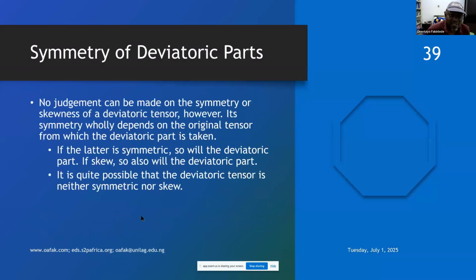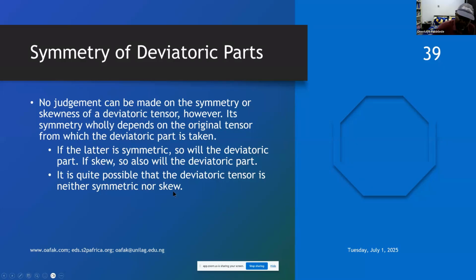So, symmetry of deviatoric parts. No judgment can be made about the symmetry or skewness of a deviatoric tensor. However, its symmetry is wholly dependent on the original tensor from which the deviatoric part is taken. If the original tensor is symmetric, the deviatoric part will be symmetric. If it is skew, the deviatoric part will be skew. But there's no question about the spherical tensor. Every spherical tensor is, by its definition, a symmetric tensor, because a spherical tensor has nothing on its off diagonal.